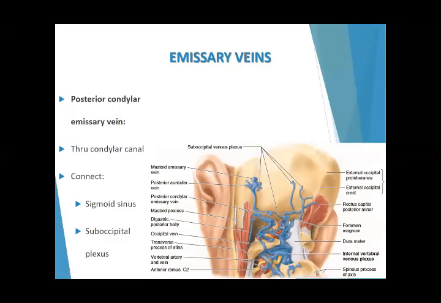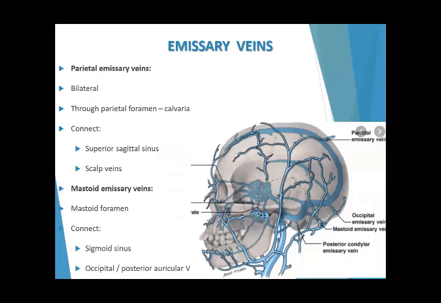So posterior condylar emissary veins pass through the condylar canal. ये देख लीजिए, ये इन्होंने posterior condylar emissary vein बनाई है. ये ठीक है? They pass through the condylar canal. They connect. अब इस area में एक sigmoid sinus है. So they connect the sigmoid sinus to this plexus. ये जो plexus of veins है, सब occipital plexus of veins कहते हैं इसको. यहाँ पे sigmoid sinus होगा. So this posterior condylar emissary vein connects the, यहाँ पे देख लीजिए, ये था posterior condylar emissary veins.